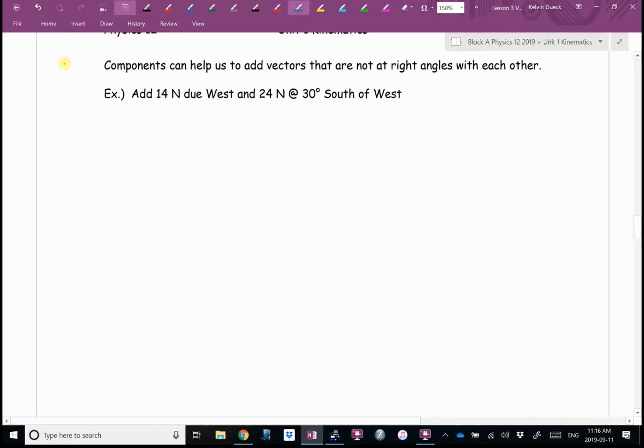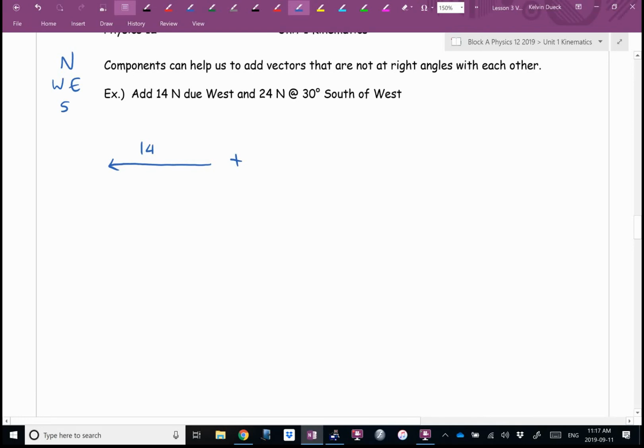I've turned the page. It wants me to add 14 newtons due west and 24 newtons at 30 degrees south of west. As soon as I see degrees in a question, I gotta be honest, I go, ugh, this is gonna take some effort. And what's the first vector that they gave me? Magnitude and direction. I can draw that. And they want me to add them, so I'll put a plus sign.